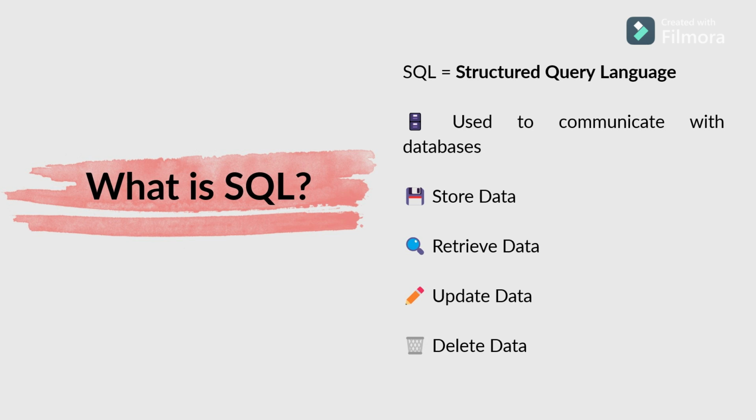For example, if a student joins a college, SQL can store the student's details in the database. If the college wants to find that student's record later, SQL can retrieve it within seconds. In simple terms, SQL helps us store, retrieve, update, and delete data efficiently. These are the fundamental operations that make SQL an essential skill for every software developer. In the upcoming videos, we'll learn each of these operations step by step with practical examples.